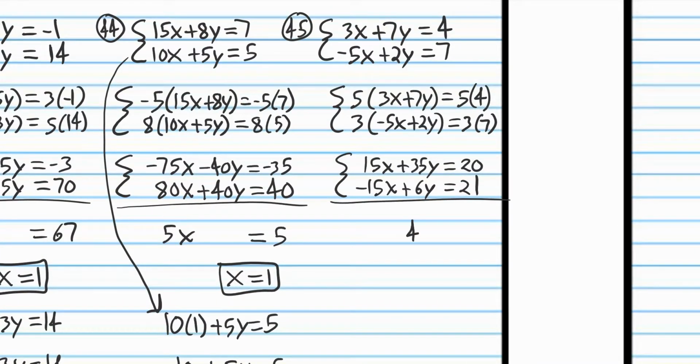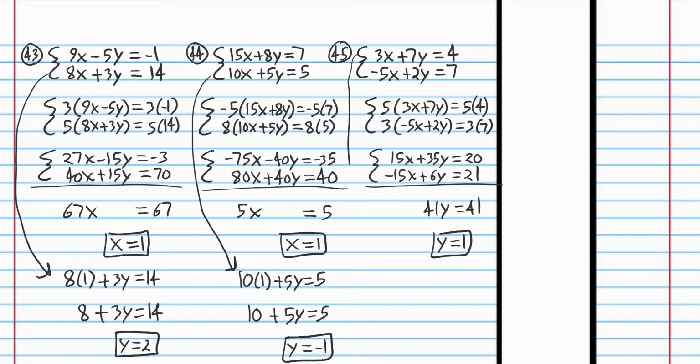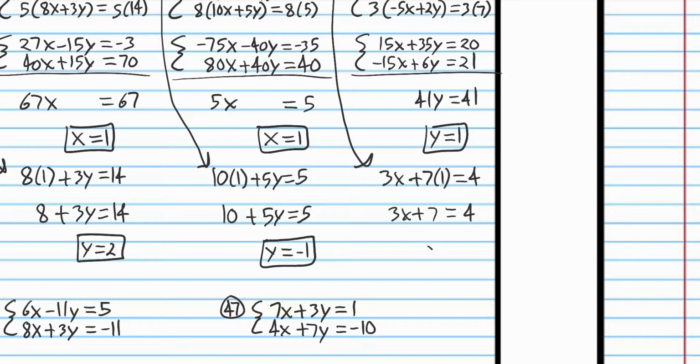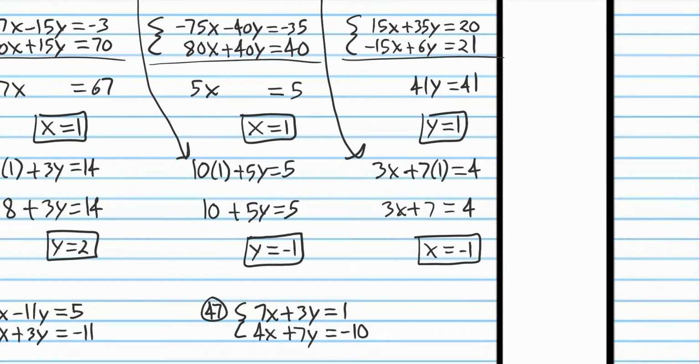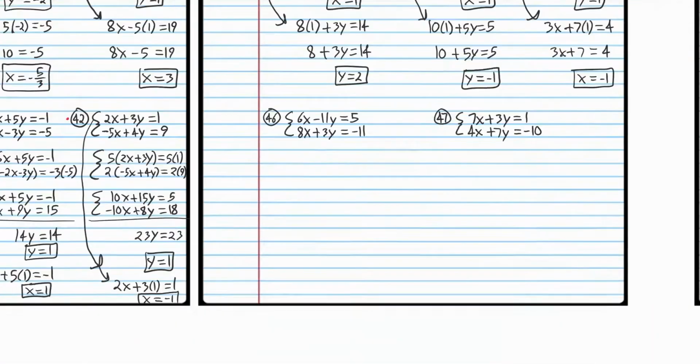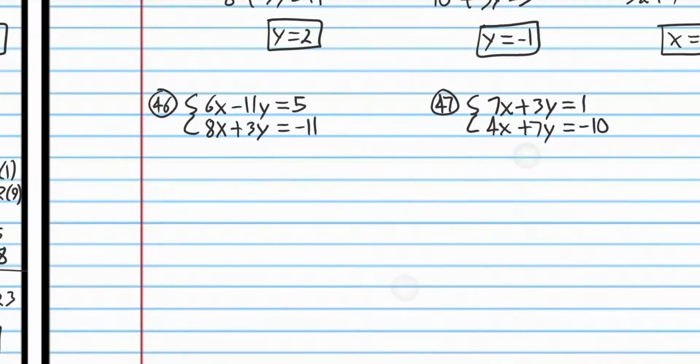And we get 41y is equal to 41. Divide both sides by 41, and we get y is equal to 1. And I'm going to use the top equation to find x. Again, using order of operations, and we end up with x is equal to -1. So if you got those answers, very good. Try number 46, and when you come back, we'll do it together.